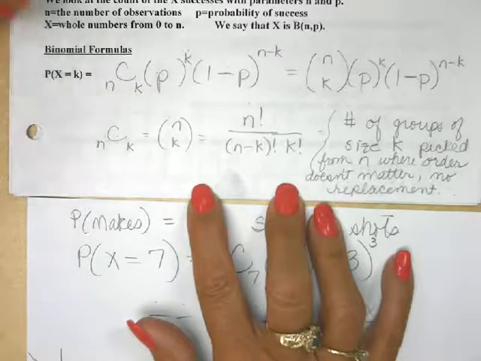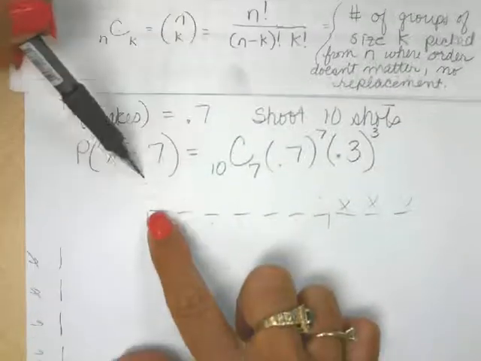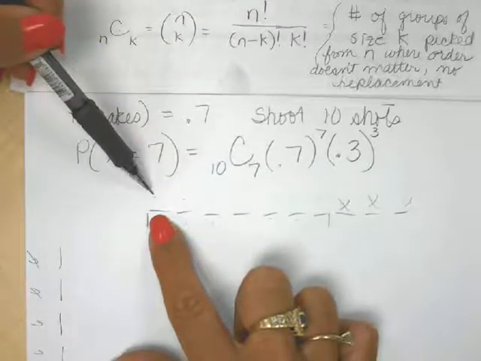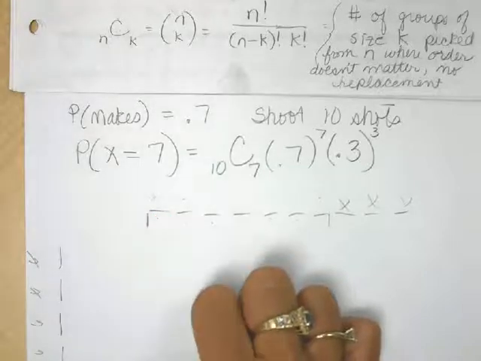So I can't say, hey, I'm going to have this one be the made shot, and then the next time say, hey, I have this one be the made shot, because once I pick this one, I can't pick it again as a position. All right, so let's turn the page and look at a couple examples.